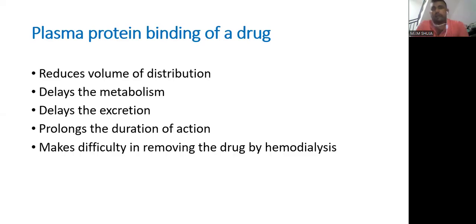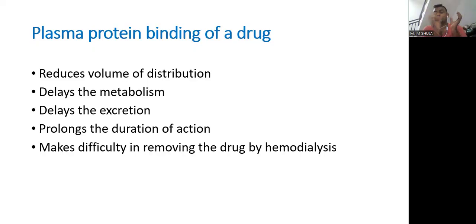So, how does the plasma protein binding of a drug influence pharmacokinetics? When a drug is extensively bound to plasma protein, it will stay inside the plasma or blood vessel, so the volume of distribution is reduced. The free portion of the drug goes to the liver and gets metabolized. When it's bound with the plasma protein, the metabolism is delayed.